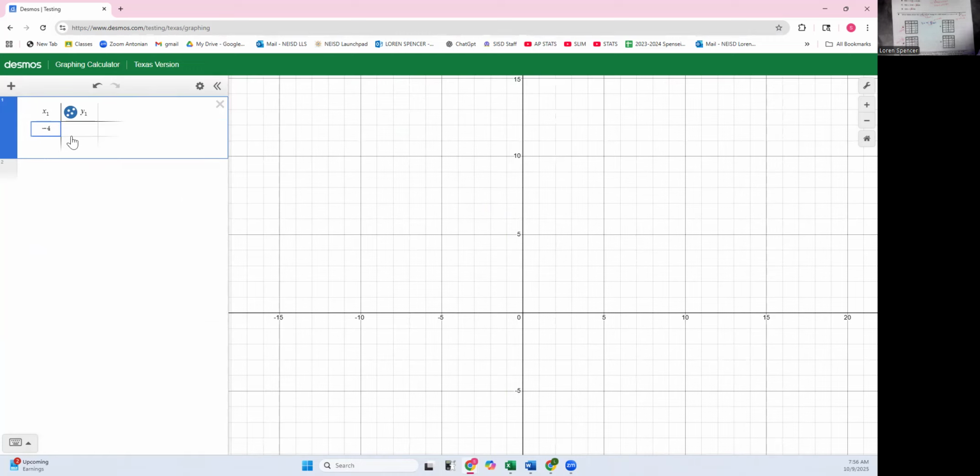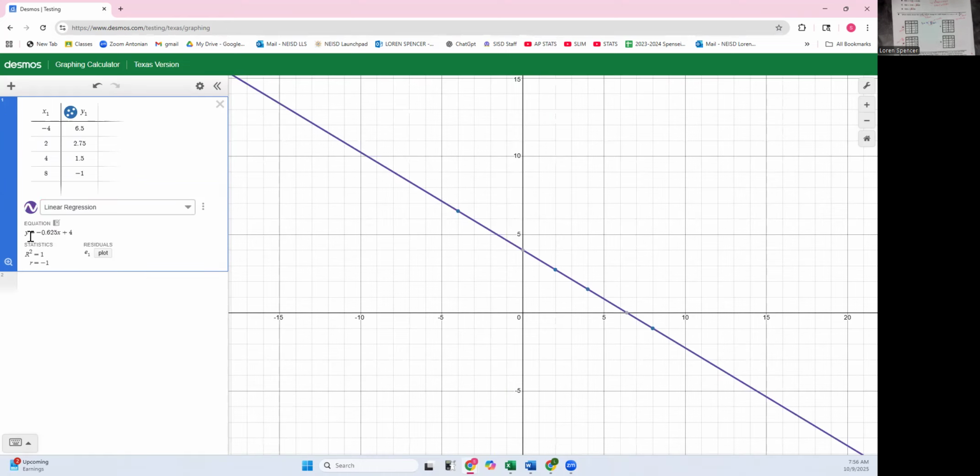For C, -4, 6.5, 2, 2.75, 4, 1.5, 8, and -1. Hit the button, and I get a negative, which is good because we needed a negative. We'll copy this down, erase the parts that we don't want because our slope is -0.625. Hit the little fraction button off to the side, and we get -5/8. So C appears to be our answer because we have -5/8.